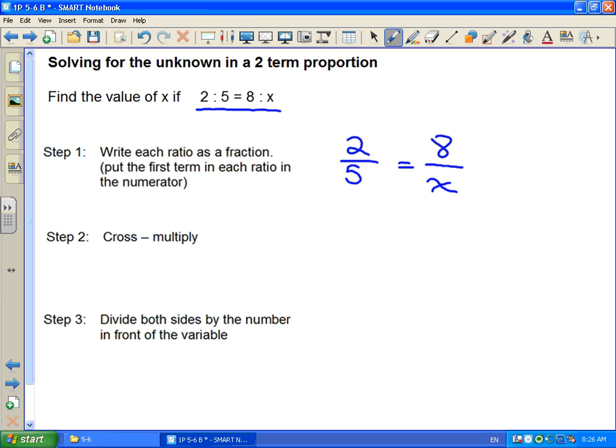Step 2, we want to cross multiply. So what that means is we want to take what is in the denominator over here, and we want to multiply it by what's in the numerator on the other side. So we'll cross like this, and we'll do the same thing across like this. So what that'll give us is, doing x times 2 gives us 2x. We put the equal sign in the middle. Doing 5 times 8 gives us 40. So there's our cross multiplication step.